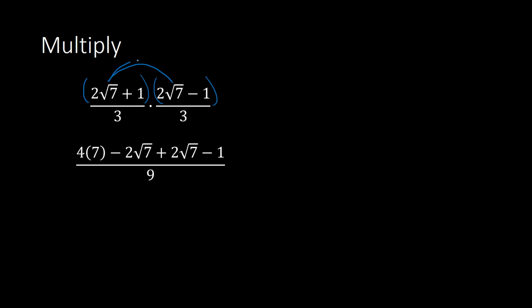2 square root of 7 times a negative 1 gives you a negative 2 square root of 7. 1 times 2 square root of 7 would give you a positive 2 square root of 7. And 1 times a negative 1 would give you negative 1. So now we can combine our like terms. Here we have 28 minus 1, and then negative 2 square root of 7 plus 2 square root of 7 would cancel. So I have 28 minus 1, which is 27, over 9, which gives me 3.